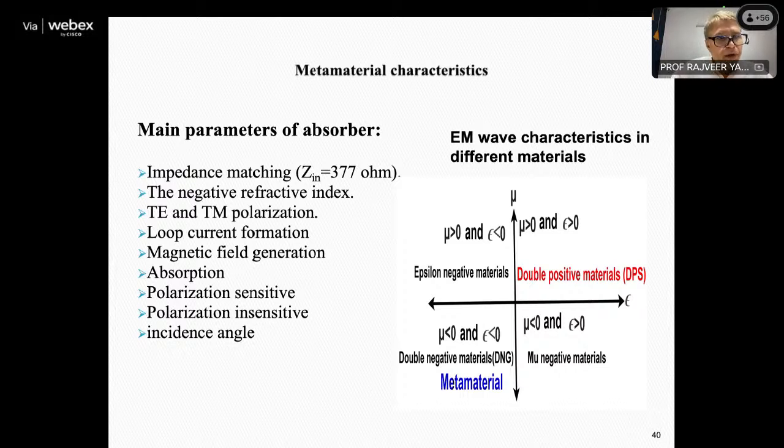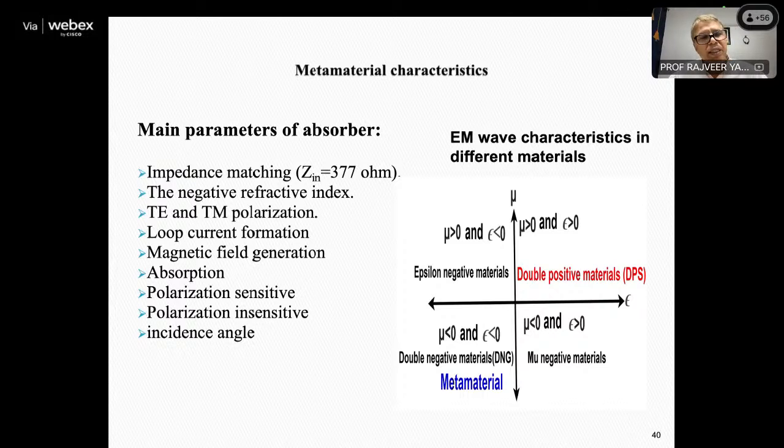For the absorber, these are a few important parameters I would like to mention. Impedance matching is a crucial parameter. We need to create it so that it matches the 377 ohm impedance. It should have negative refractive index. It should have TM polarization, so that we can create the device. It should not depend much on the incidence angle. So we try to neutralize the angle dependency so that it can be made angle insensitive.